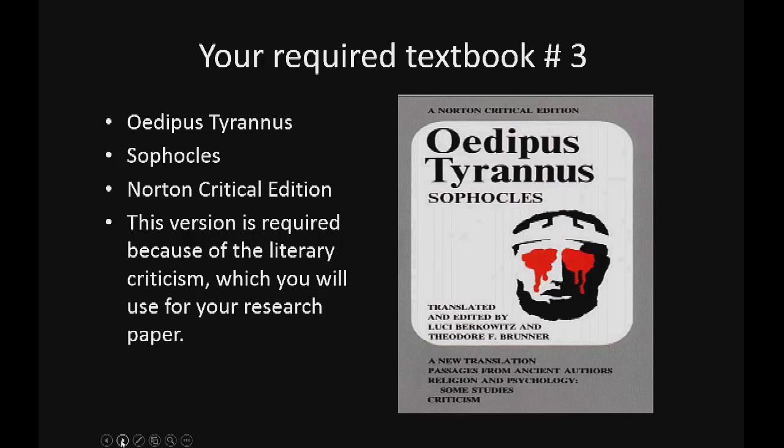The last required textbook is the Norton edition of Oedipus Tyrannus by Sophocles. Used copies are available in the bookstore for around $5, and new copies can be as high as $15. I suggest that you prioritize your purchases as follows. Buy the study guide first, as we will begin using it right away. Then purchase the lit text, and finally the Norton Oedipus Tyrannus. You should have all of these textbooks by the end of the 3rd week of class.